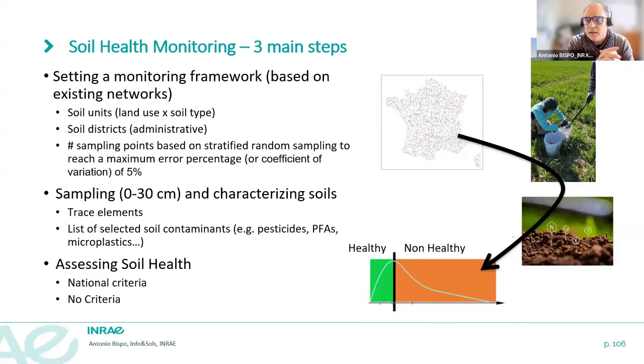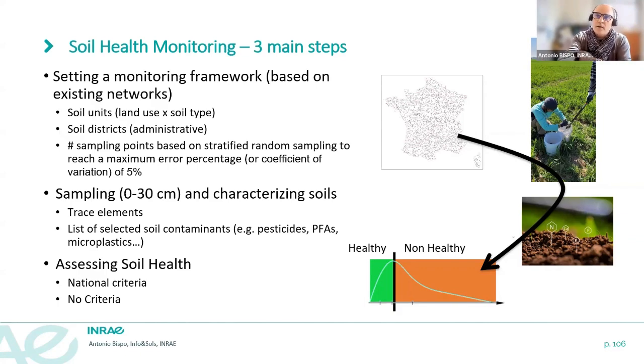And concerning contaminants, as it was said by Bavo, you need to look at trace elements, and you have a list of selected soil contaminants to be established by member states. And there are suggestions like pesticides, PFAS, microplastics, but it will be the member states to decide. And of course, when you have your numbers, you need to assess soil health. So you need national criteria or no criteria, it depends on the contaminants you are looking for. And so that's the process.